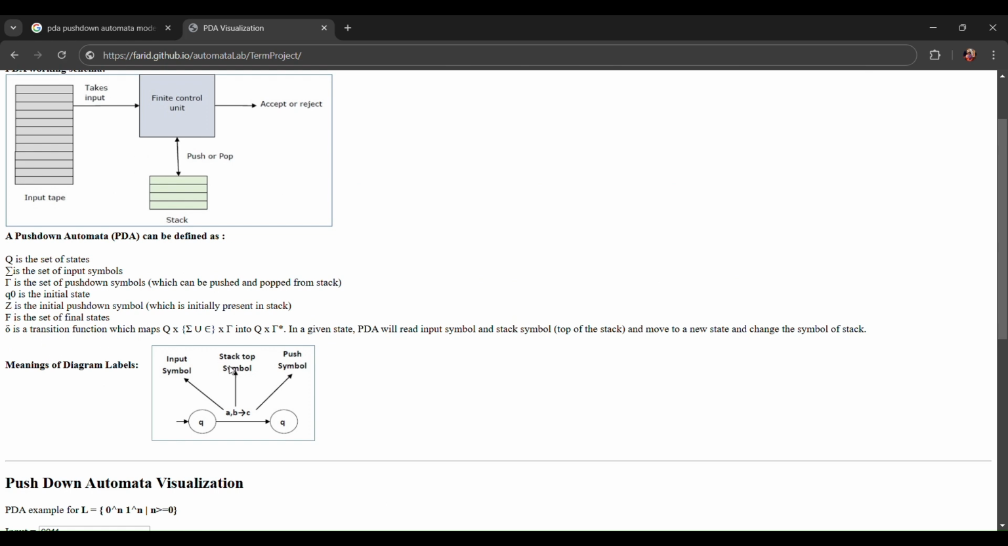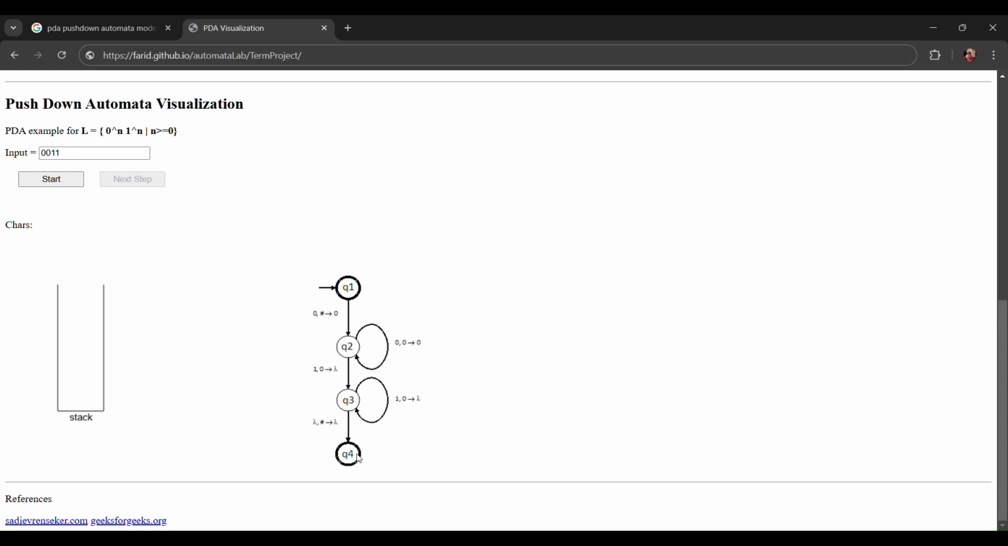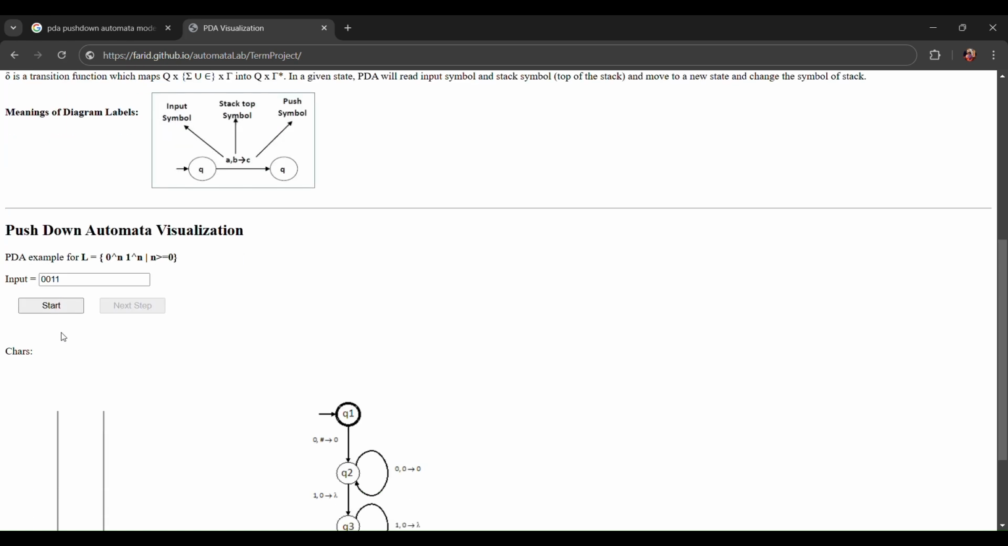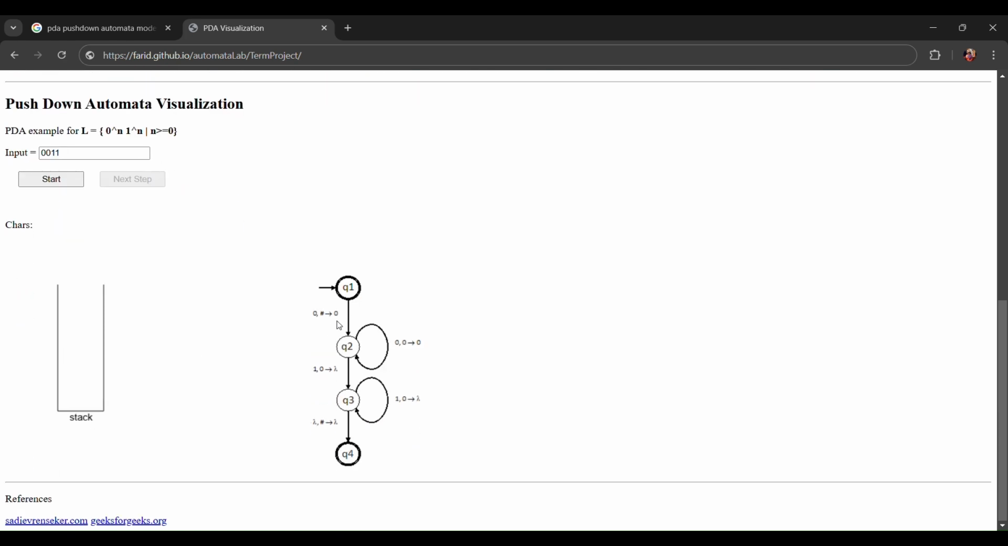F is the set of final states. In our example there is only one final state, that is Q4. And then there are transitions, like for example Q1 comma 0 gives us 0, Q3 comma 1 gives us lambda, and so on.